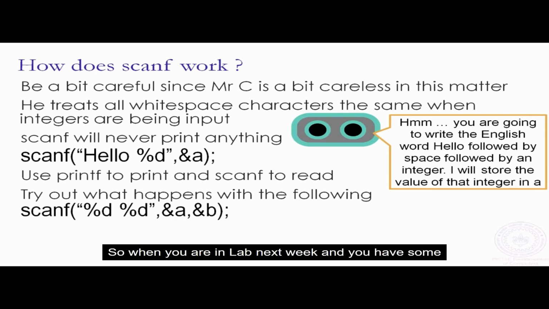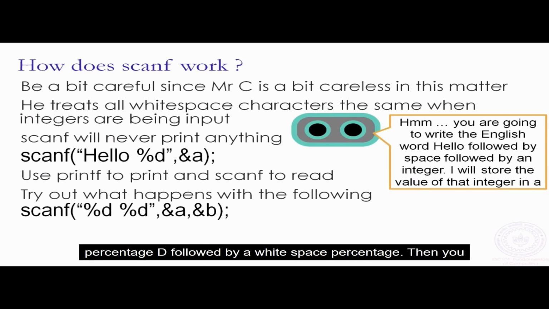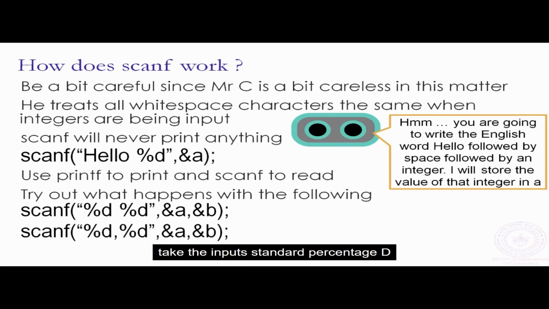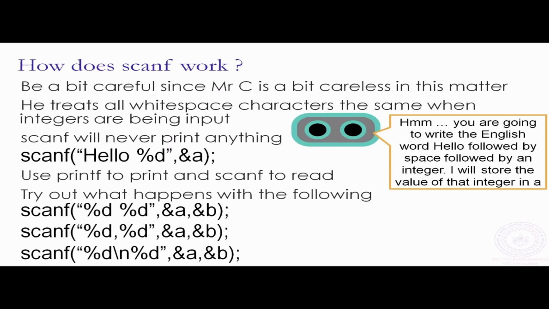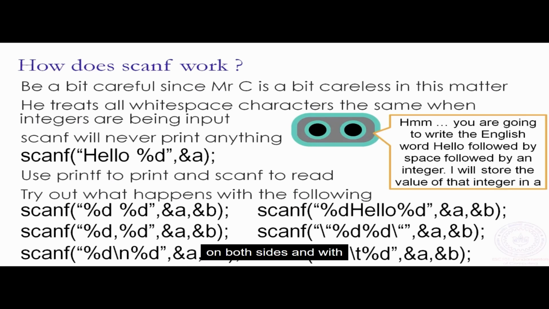So when you are in lab next week and you have some spare time, try out what happens with these entries. Scanf %d followed by a white space %d. Then you take the inputs. Scanf %d, comma %d. Scanf %d, new line %d. With a tab instead of new line. With an escape for the quotes on both sides. And with the word hello in between.